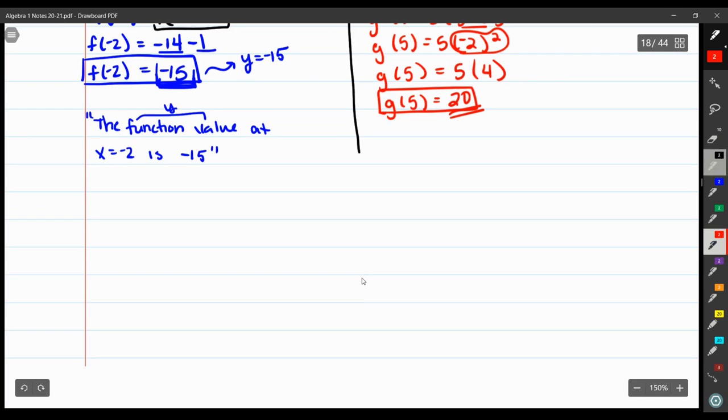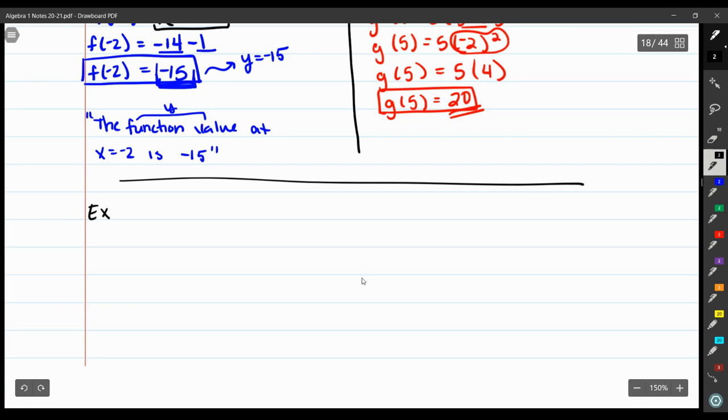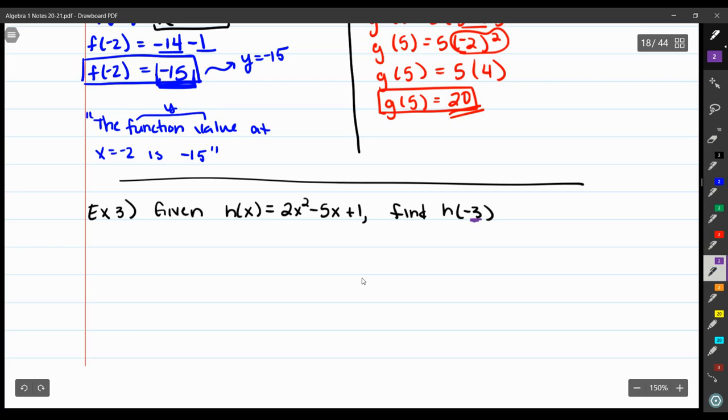And let's do one last one before we try some on your own. So example 3. Given, and they'll give you the function, h of x equals 2x squared minus 5x plus 1. Find h of -3. So again, we've got -3 in here. That means x is equal to -3. All x's are equal to -3. So we're going to replace this x and this one with a -3.